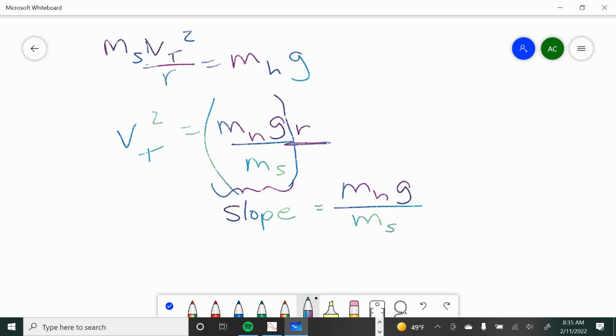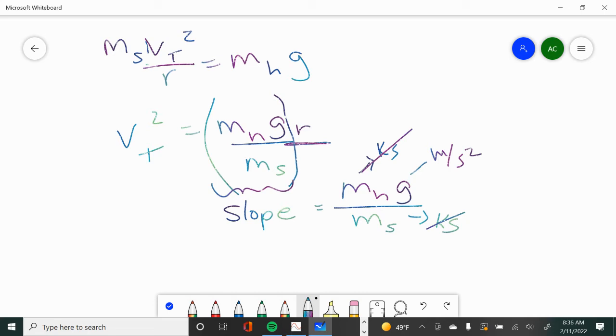Remember up in number 8 when I told you to do those units? What did we say the units came out to be? Meters per second squared. That's kilograms, that's kilograms. So guess what they do? Cancel out. So this is how I'm going to find my theoretical slope, because I know the mass of the hanger, I know the mass of the stopper, and I know what acceleration due to gravity is. So that should tell me what my slope or my centripetal acceleration should have been.